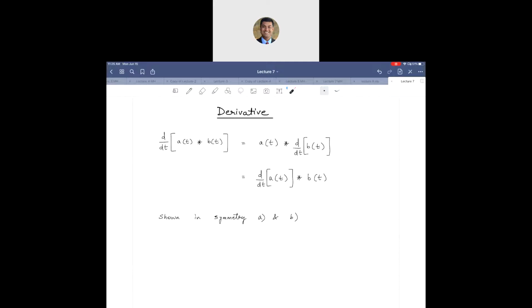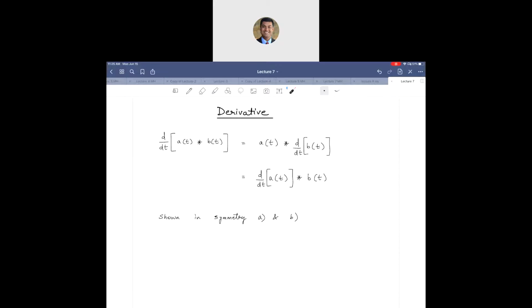If you differentiate the convolution output of A convolved with B, the claim is that it is the same as A convolved with the derivative of B, which is the same as the derivative of A convolved with B. All the same. If you differentiate both signals, or if you differentiate one of them, it is the same. Now, this has been shown in symmetry A and B.